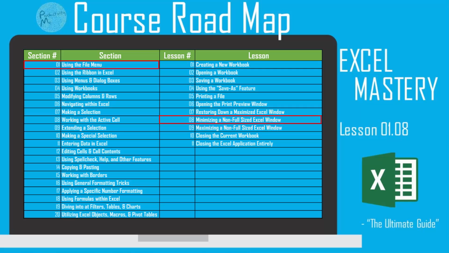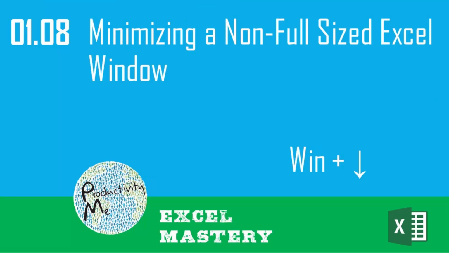In this video, we're going to look at the keyboard shortcut for minimizing an individual window within Excel, primarily using the Windows key and the down arrow. So with that, let's get started.